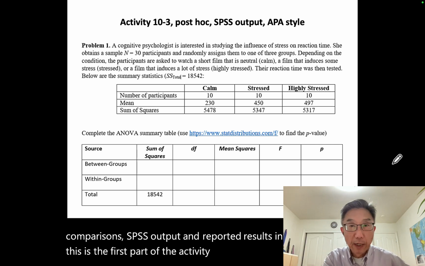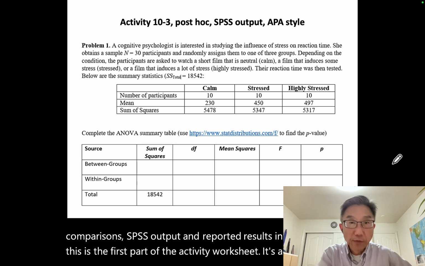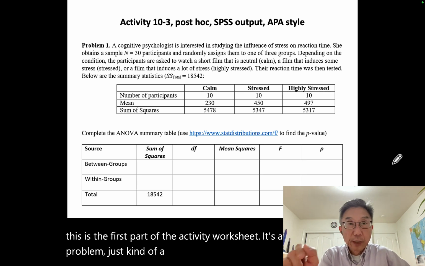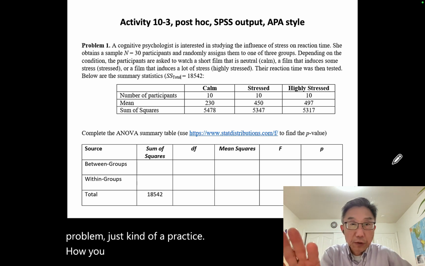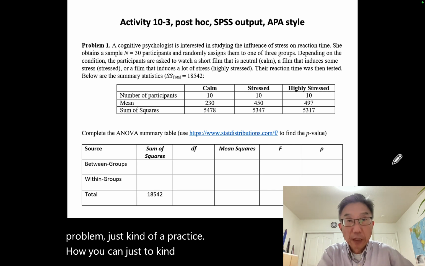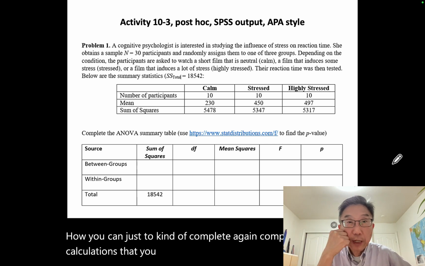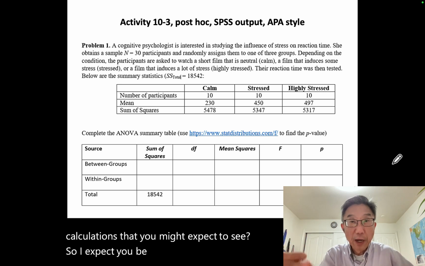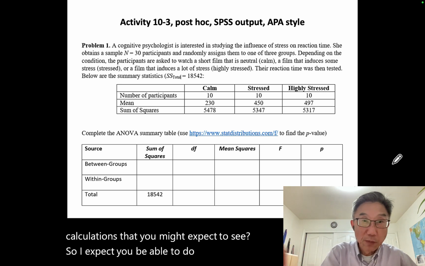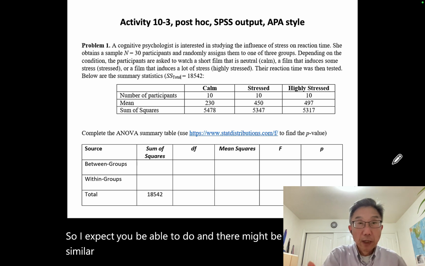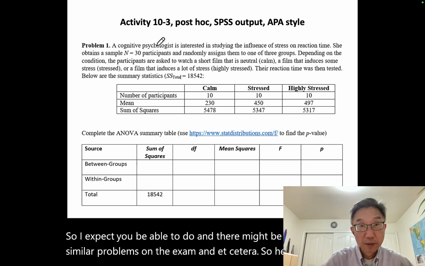It's actually a separate problem, just a practice to complete some of the calculations that you might expect to see. I expect you to be able to do these, and there might be some similar problems on the exam. So it's basically good practice.